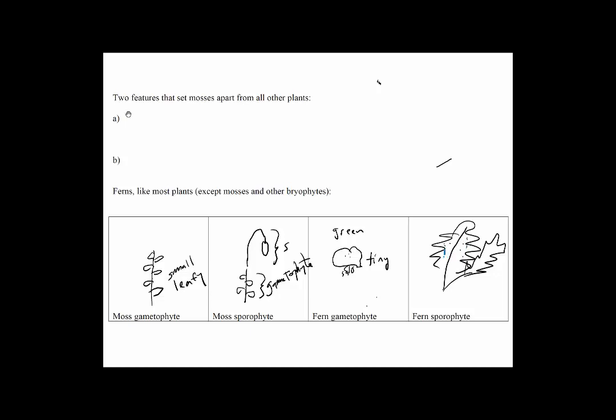And while we're on the subject of things that make these plants different from one another, mosses. When I say mosses, I mean mosses and other bryophytes. They're non-vascular, and the gametophyte is the dominant stage in the life cycle. And now we see what that means.